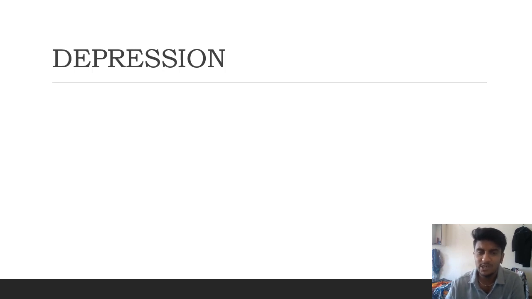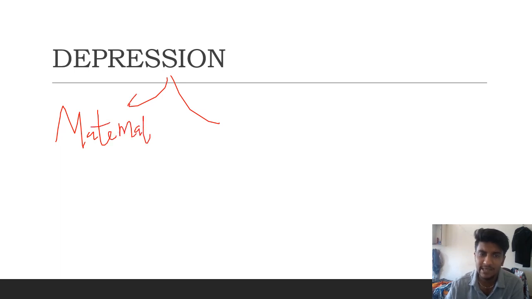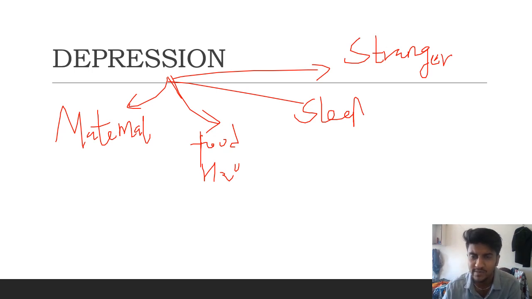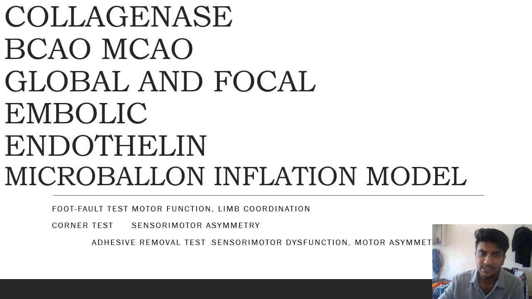Depression. So in depression you have a lot of techniques in general, like maternal separation. So suppose there is a pup, if it is separated from the mother, there will be depression. Food deprivation. If you deprive it of food and water. Sleep deprivation. If you deprive it of sleep. Stranger model. If you keep them in one cage or in one compartment, in very close proximity, rats and mice can develop depression, right? So these are basic models for depression.